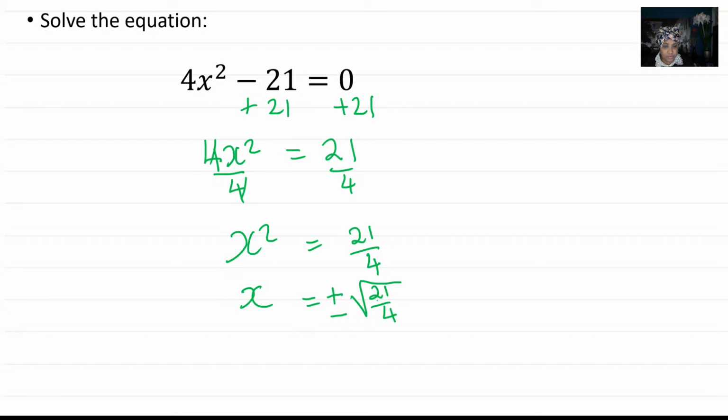Now the square root of 21, we can leave that one as a radical or surd, but we know the square root of 4 is 2, so we could write this as x equals positive square root of 21 over 2, and also x is equal to, I'll write it down here, square root of 21, negative this time, over 2. So these are your two values. Okay, well done guys. So hopefully you've got that.